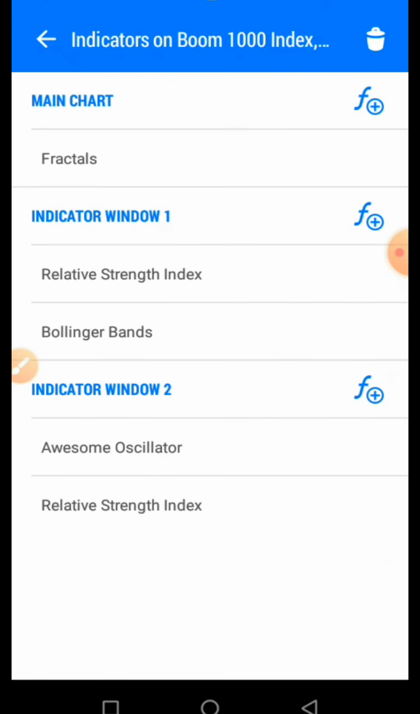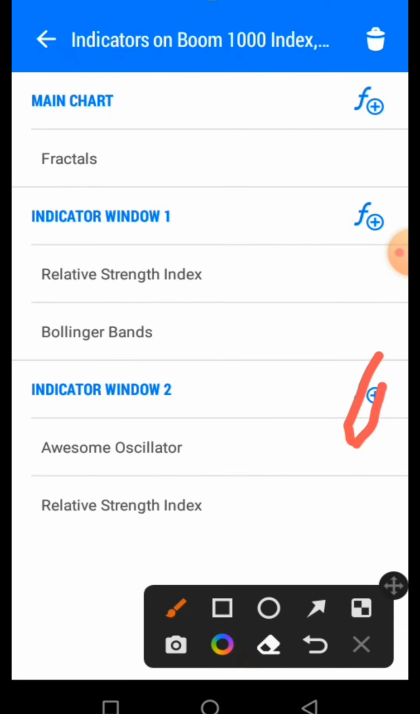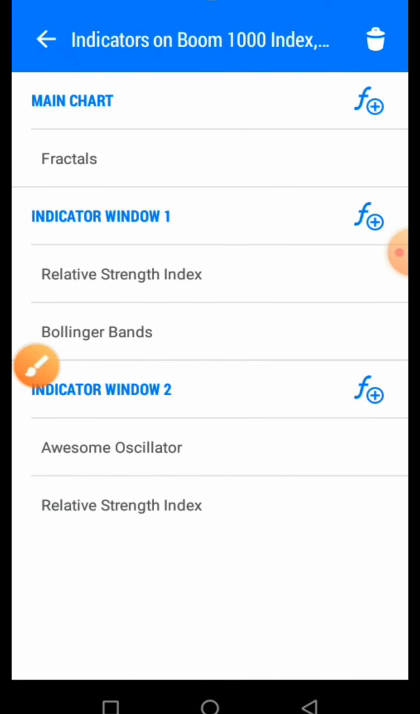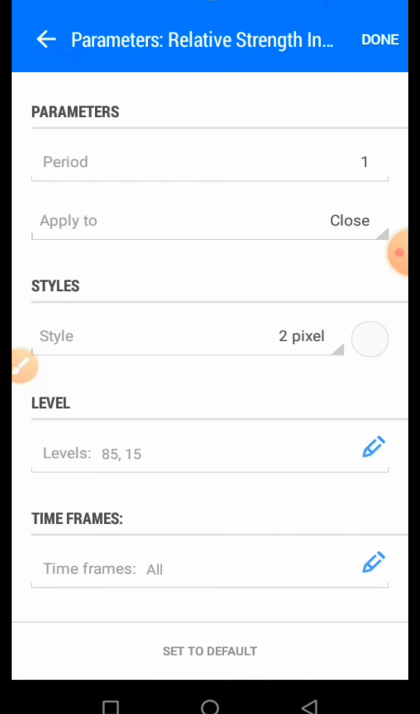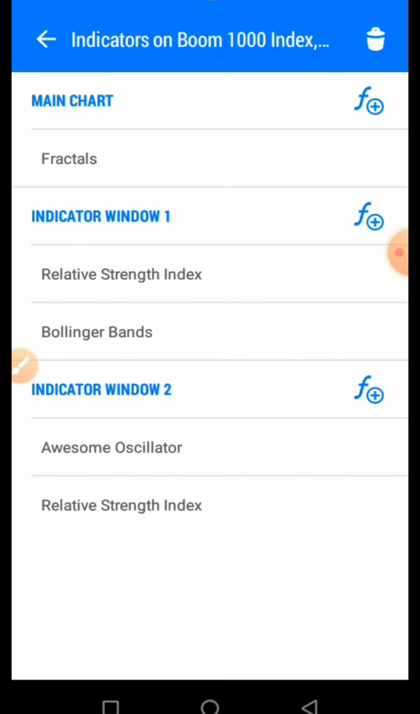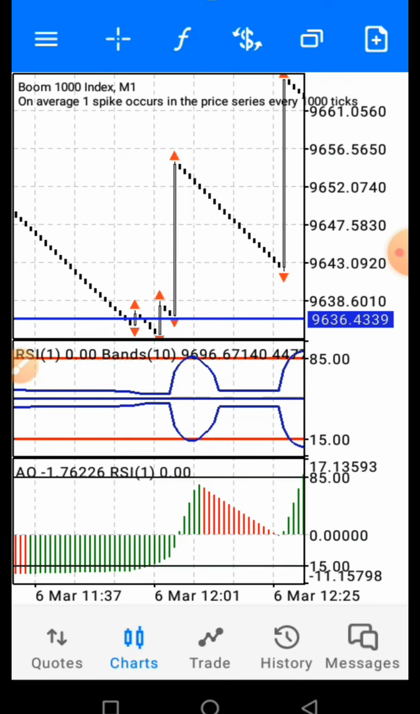Then you click on this F icon now to add the relative strength index. Search and add the relative strength index. The period is 1, apply to close. Under the style, we have 2 pixels. Make the color just the same as the first relative strength index. You just need to add everything the same as that one, and then you click on done. So that is that for our settings.